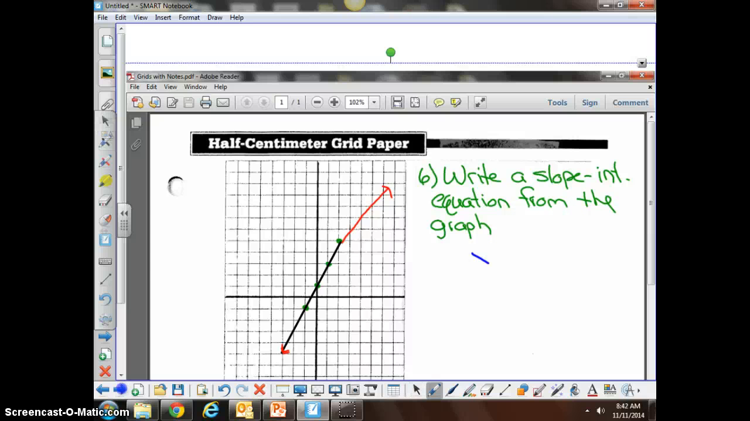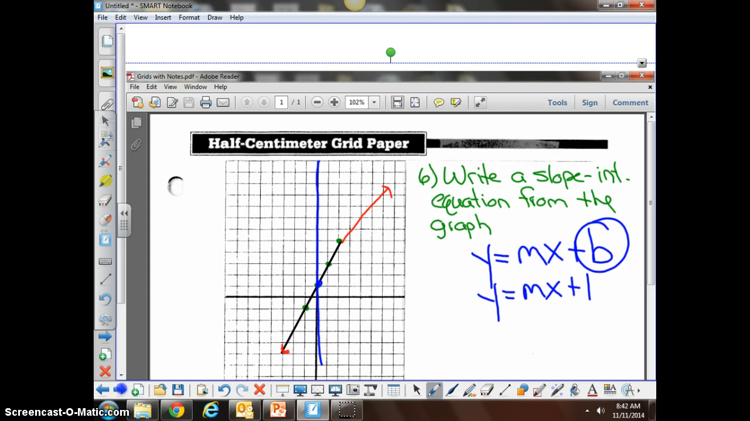So I know that my slope-intercept equation is y equals mx plus b. Really simple. Let's always start with the y-intercept. The y-intercept is where the graph crosses the y-axis. Here's my y-axis. Here's where it crosses. That is at point 1. So I've got y equals mx plus 1.